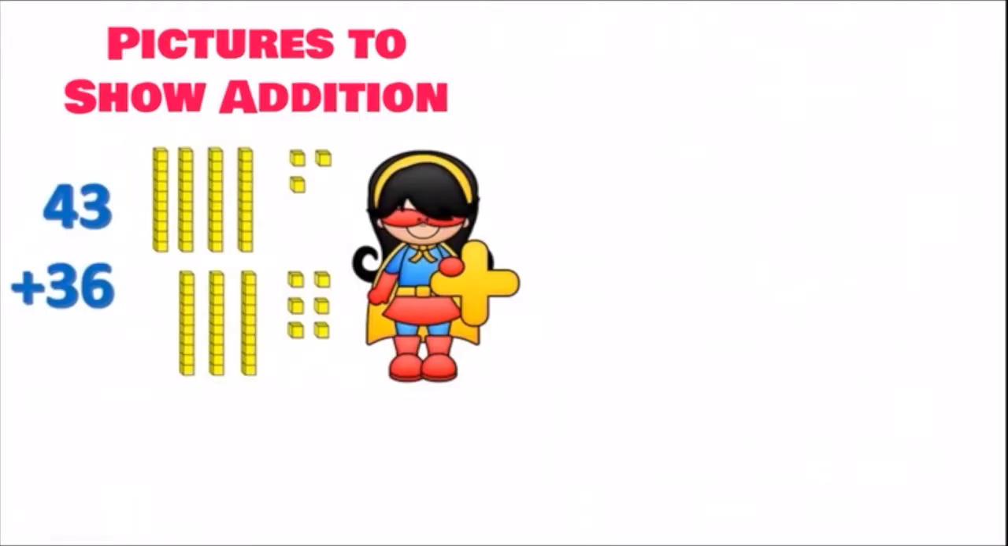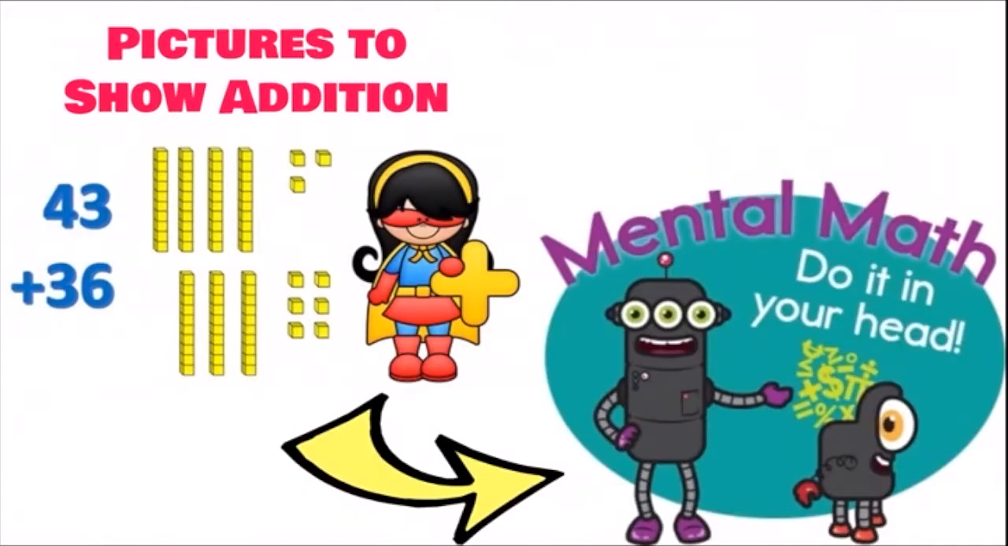Yesterday, we used pictures to show addition. Here you can see there are pictures of base 10 blocks that show the number 43 and 36. To add them together, all I have to do is count them all together. However, there's a bit of a faster way that we could solve this equation, and that's what we're going to be discussing today: ways to get to mental math, which is when we do the math in our heads.